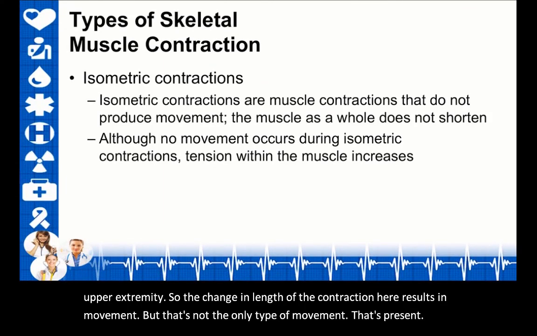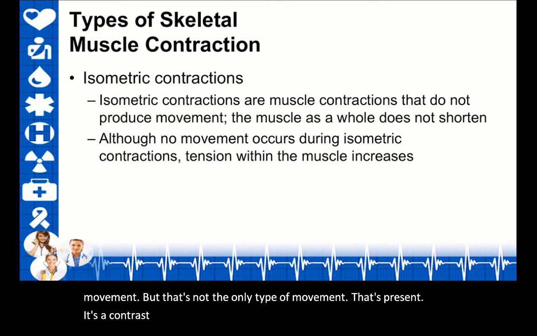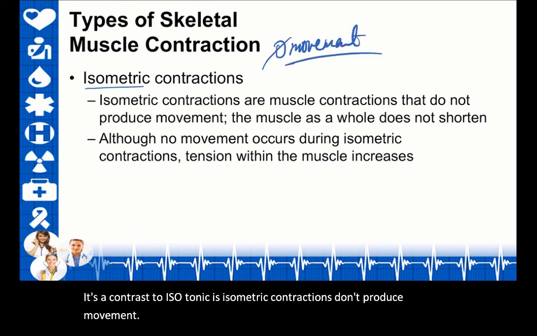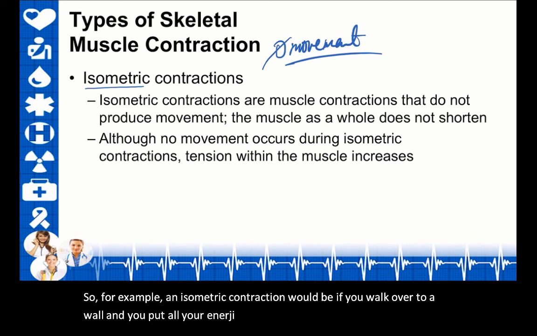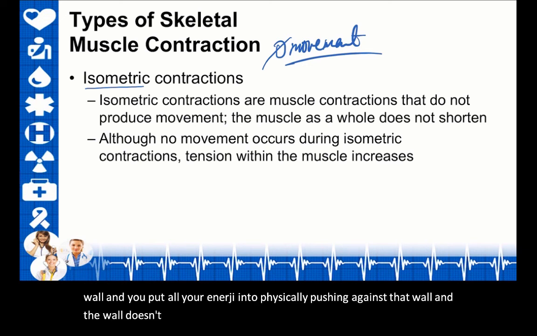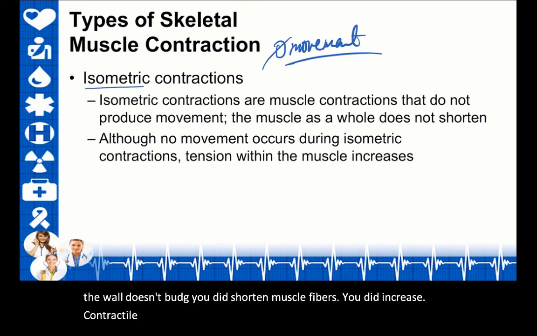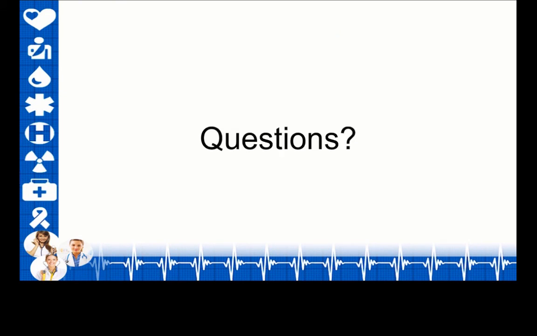In contrast to isotonic are isometric contractions. Isometric contractions don't produce movement. For example, an isometric contraction would be if you walk over to a wall and you put all your energy into physically pushing against that wall and the wall doesn't budge. You did shorten muscle fibers. You did increase the contractile state of muscle, but there wasn't any movement because the object you're pushing against isn't going to move.